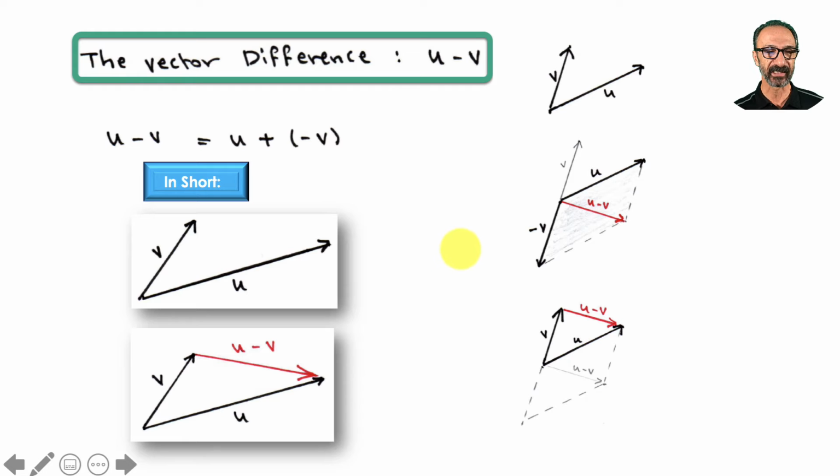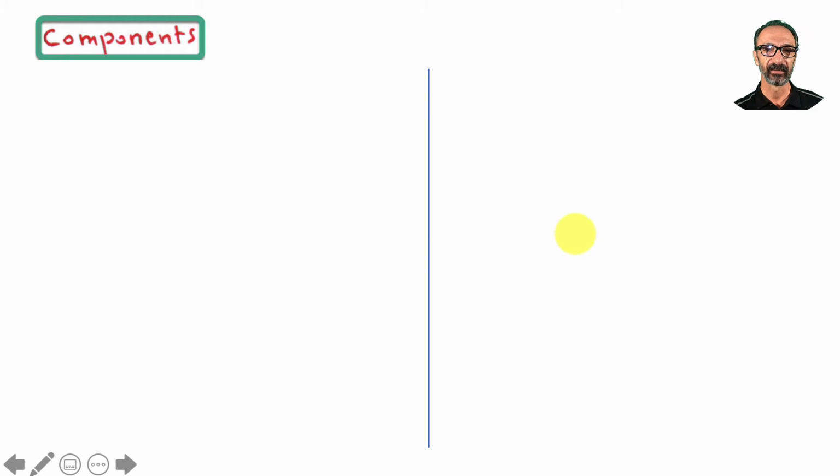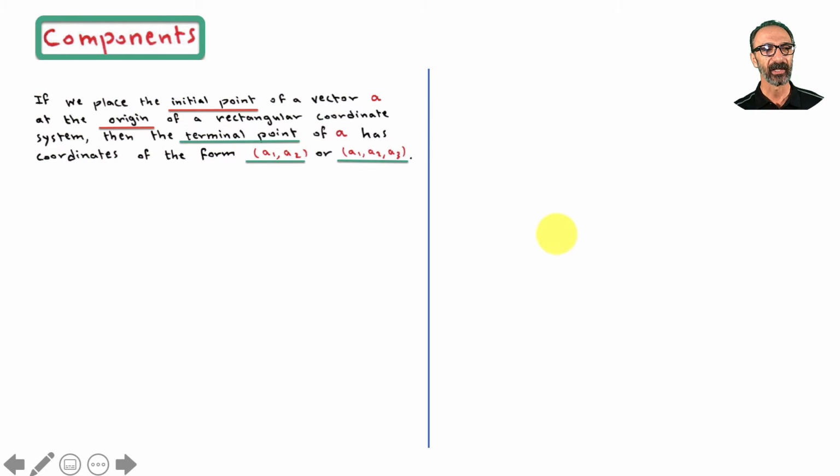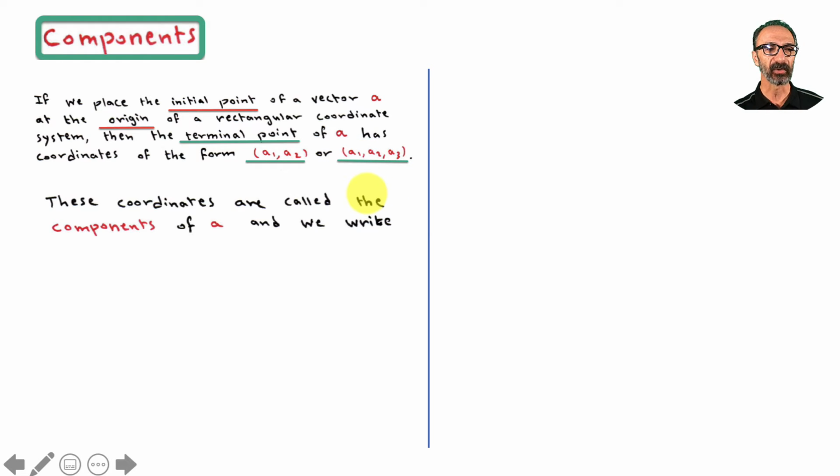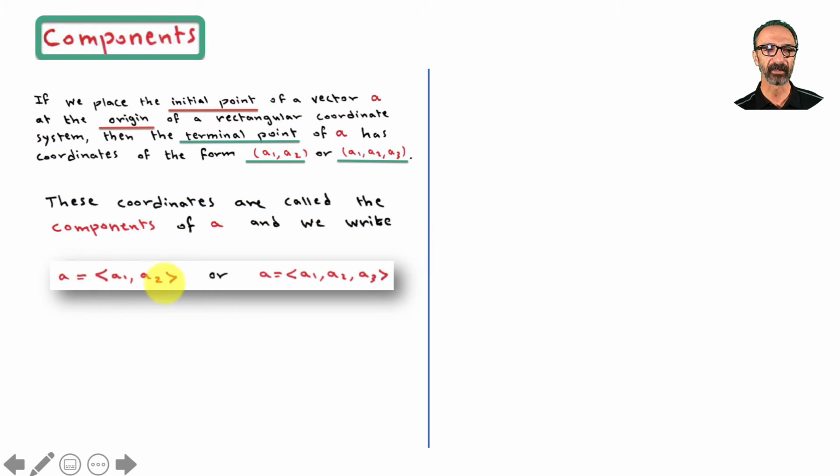Let's look at components. What do we mean by components? If we place the initial point of a vector A at the origin of a rectangular coordinate system, the one that we saw earlier in the previous video, then the terminal point of A has coordinates of the form A1, A2, or A sub 1, A sub 2. And if it's 3-dimensional, it's going to be A sub 1, A sub 2, and A sub 3. The coordinates are called the components of A, and we write the following. The vector A will be written with the symbols of less than and greater than. And in 3 dimensions, we'll write it this way.